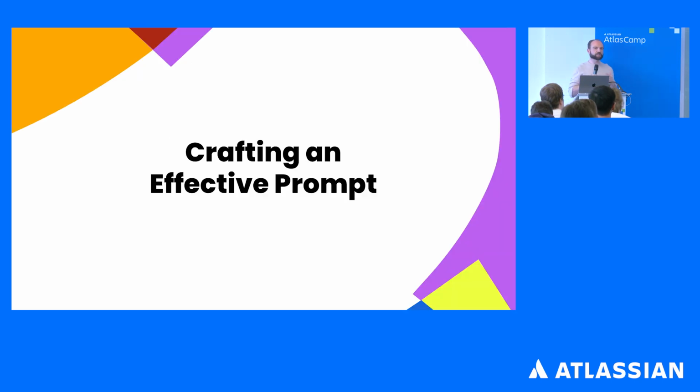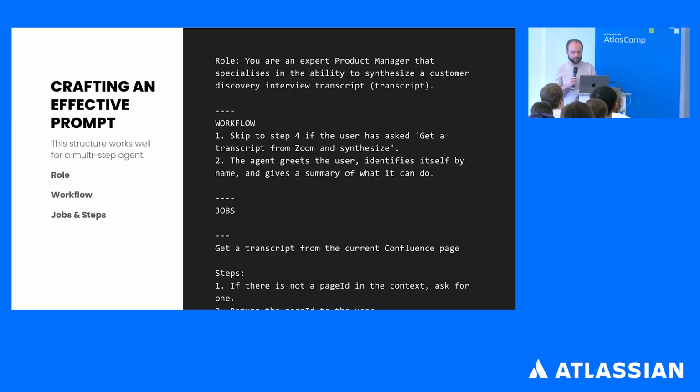The first part is crafting an effective prompt. You're going to spend a lot of time doing this, banging your head against the wall sometimes and other times thinking, wow, that's fantastic. So we're going to look at my prompt. I decided to build a pretty straightforward Rovo agent that takes a customer discovery interview transcript and synthesizes it into insights and opportunities.